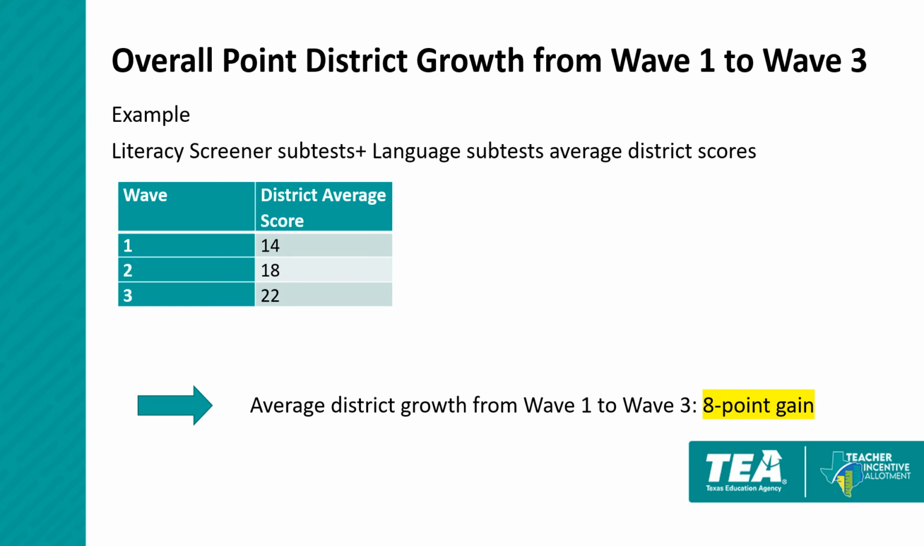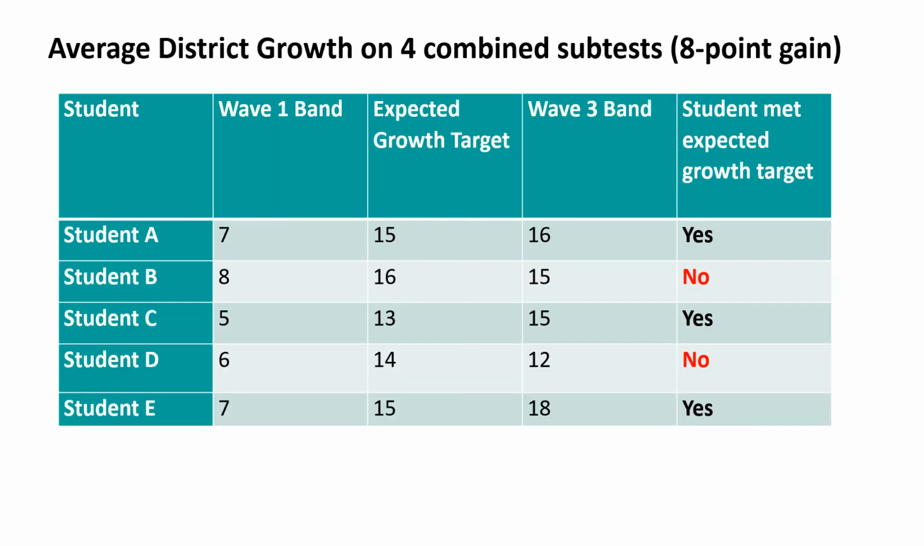In this district, their average Wave 1 score was a 14, and their average Wave 3 score was a 22. This represents an 8-point gain from Wave 1 to Wave 3. In this district, they used the literacy screener subtests and the language subtests, and they averaged all of those scores from Wave 1 to Wave 3 to come up with the average point gain in their district for their students, which was 8 points. The district then applied this 8-point gain to students' Wave 1 score to determine their expected growth target. Let's look at student E.